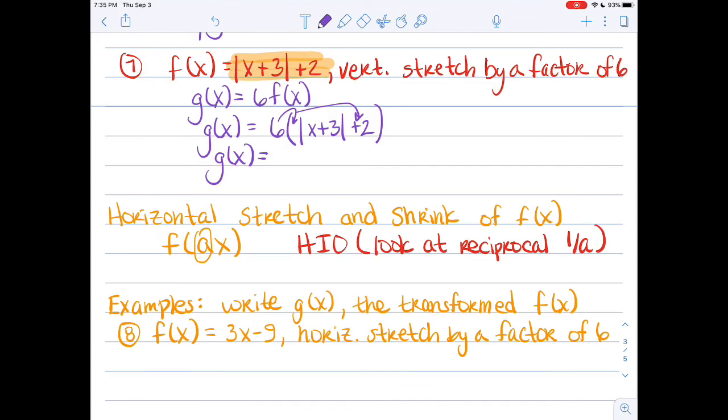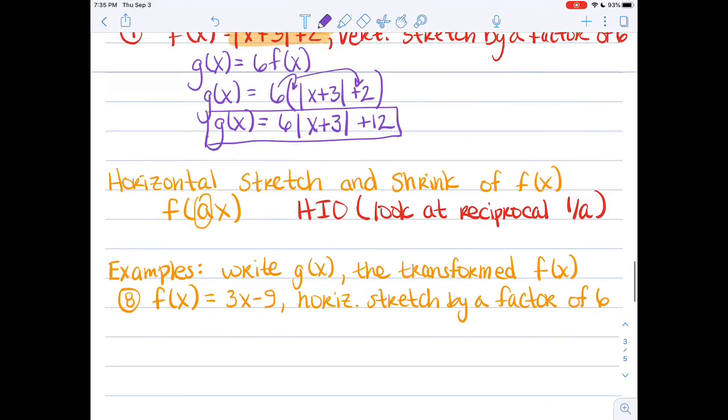So our final answer is going to be 6 times the absolute value of x plus 3. Cannot mess with that absolute value. It's got to stay like it is. And then plus 12. So you do not take another step of taking the 6 and distributing it to the x and the 3. It has to stay x plus 3 in absolute value bars.